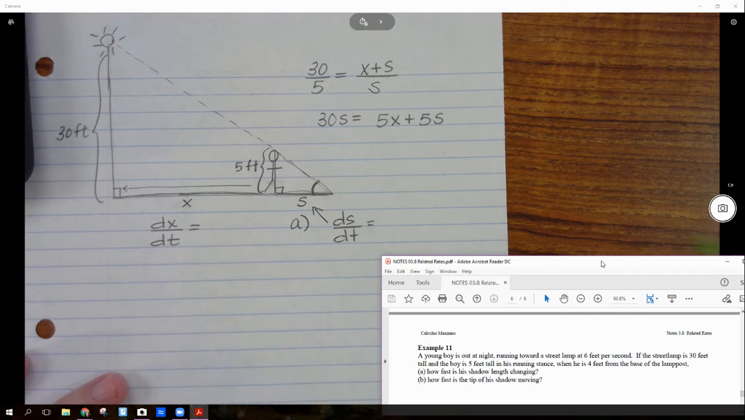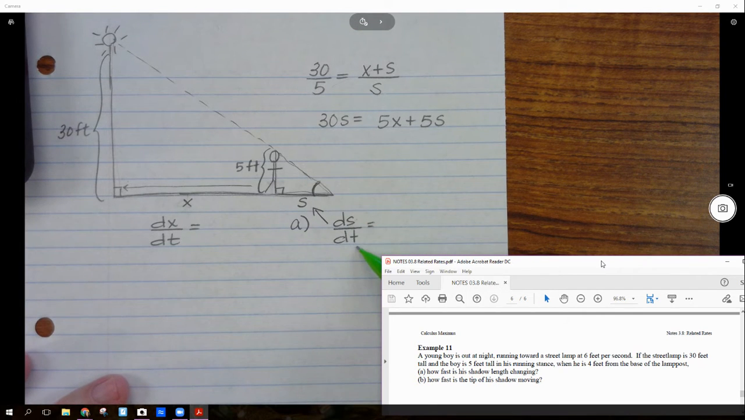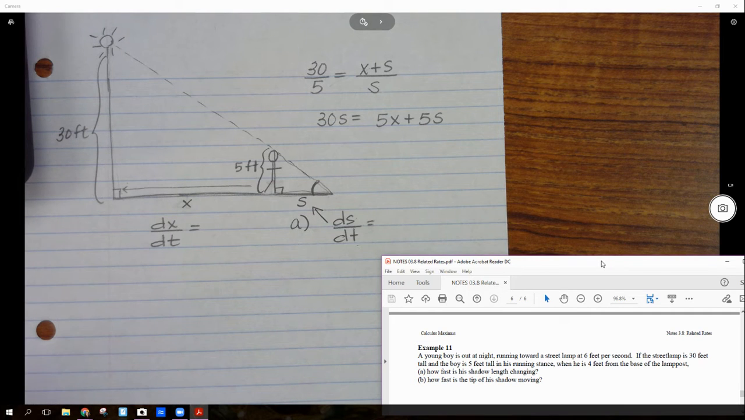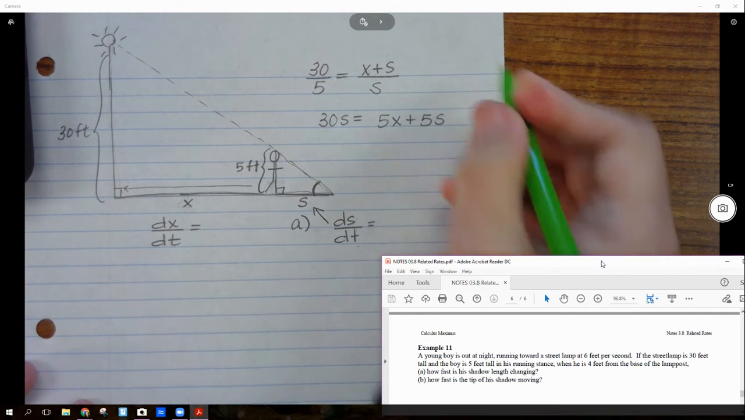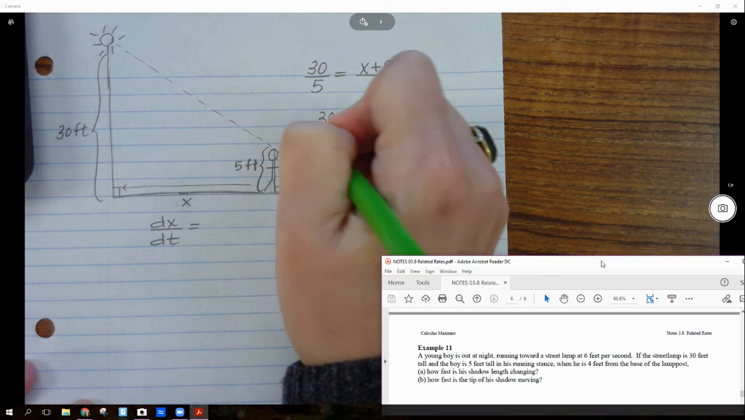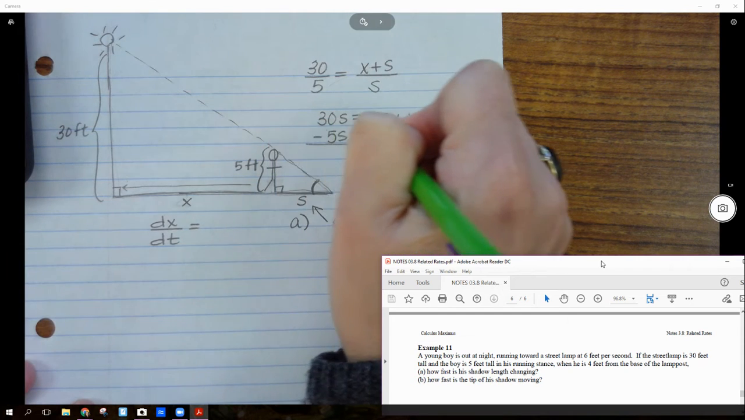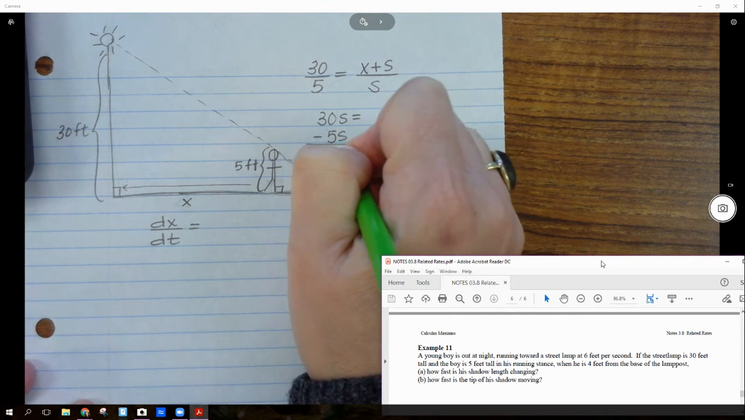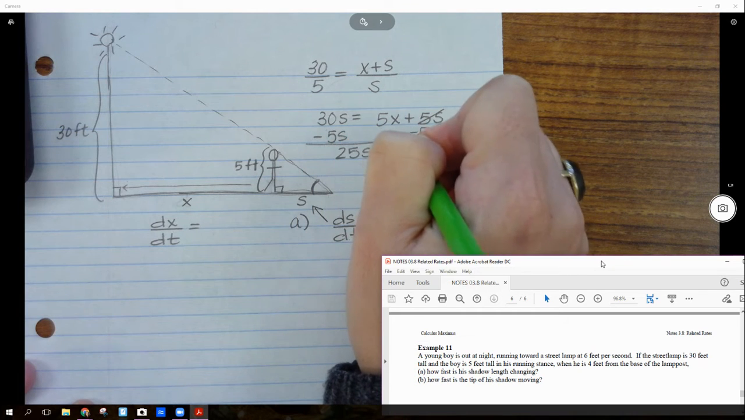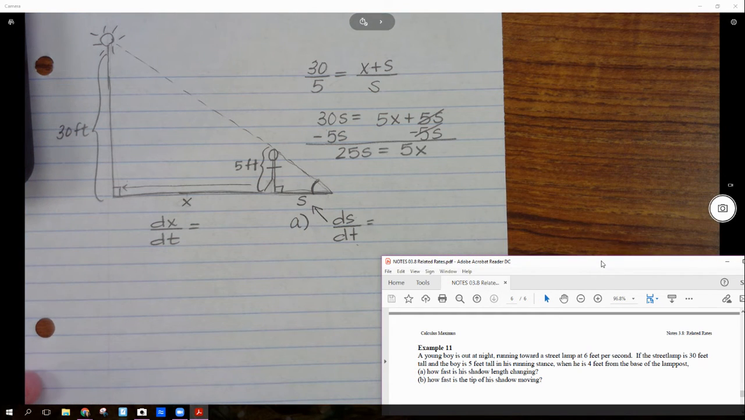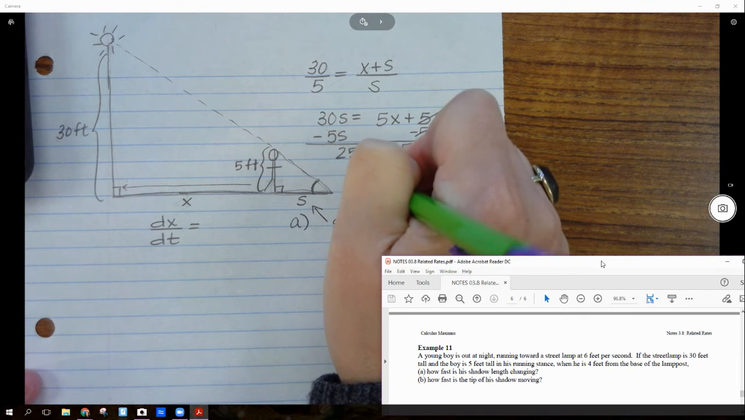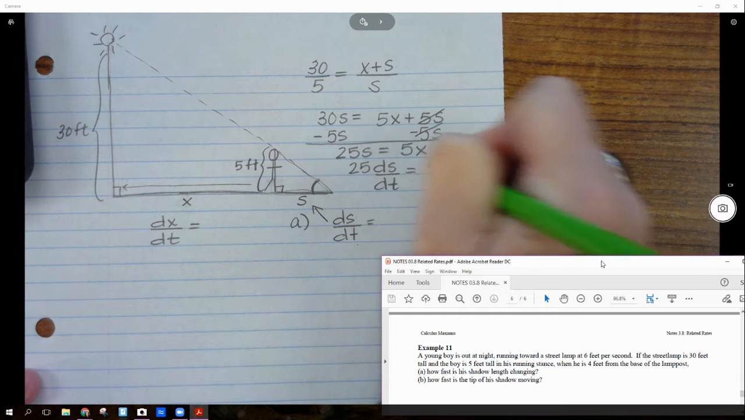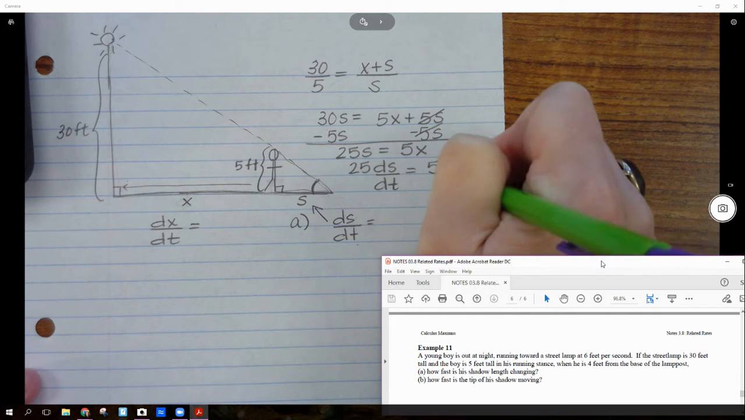Now we are looking for ds/dt, and we need to do this implicitly. Actually, let's get the like terms moved together first. I'm going to subtract 5s from both sides, so 25s equals 5x. And now take the derivative implicitly. So this will be 25 ds/dt equals 5 dx/dt.